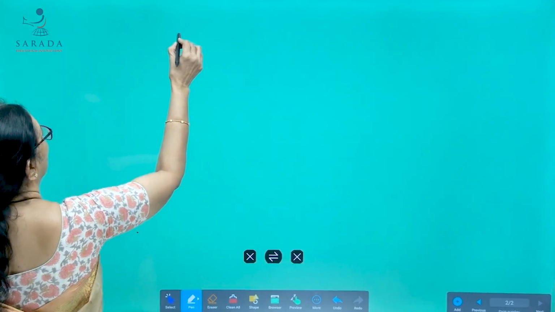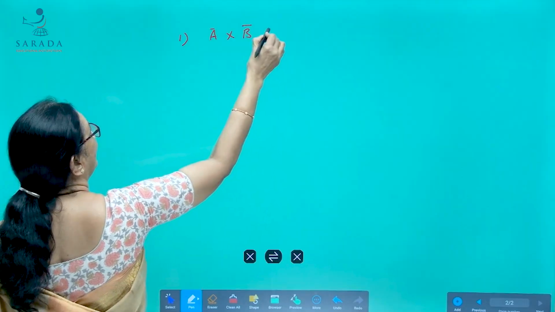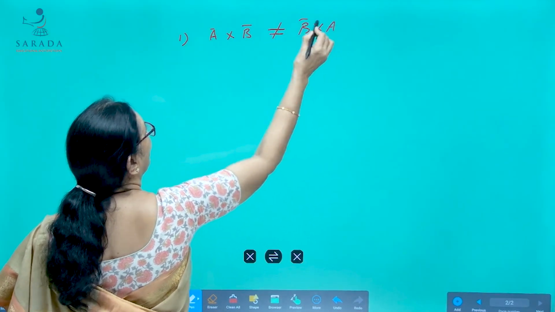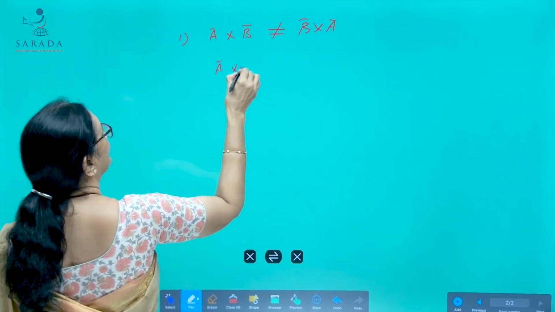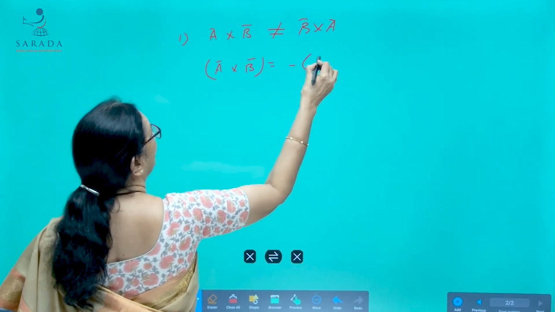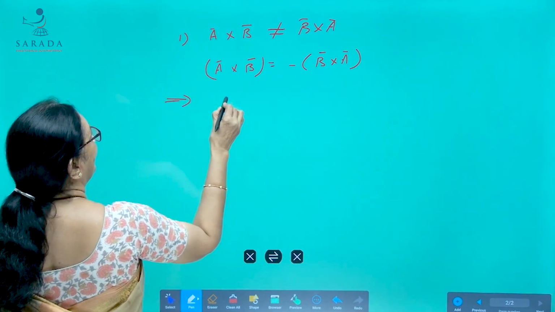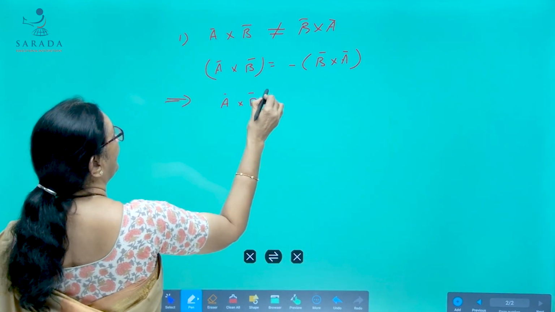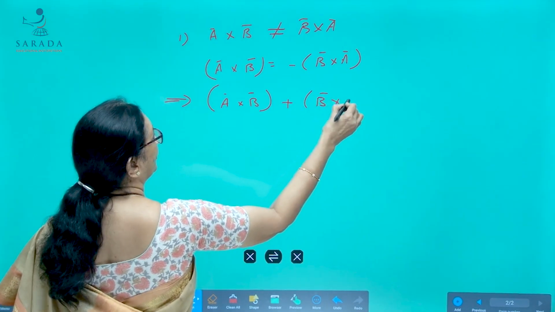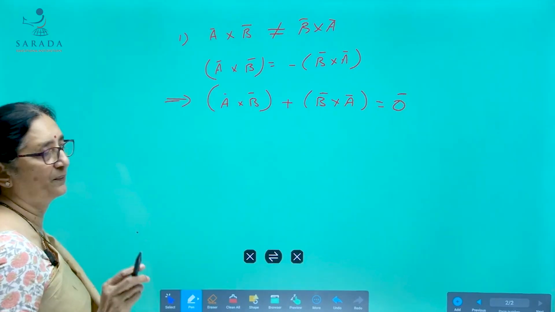So, it doesn't obey commutative law. A cross B is not equal to B cross A, but A cross B is equal to minus of B cross A. This implies A cross B plus B cross A will be equal to 0 bar. That is one thing.